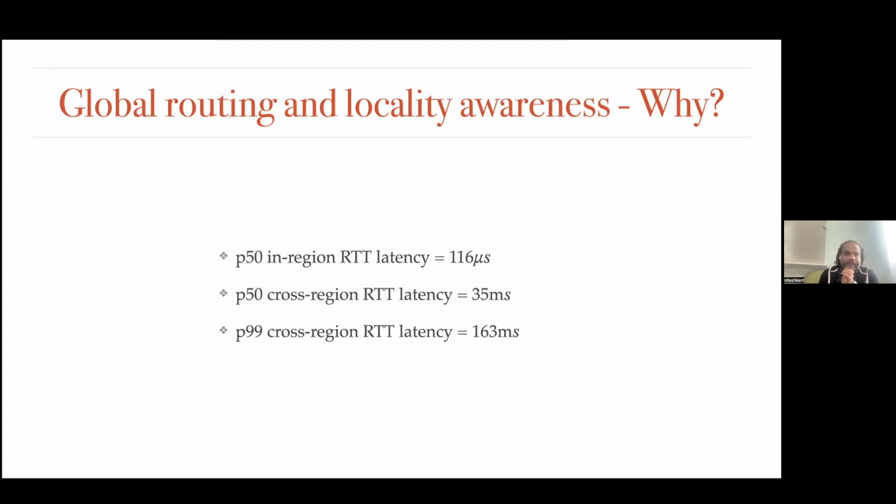The other thing that I'll cover here is global routing. It should come as no surprise that Meta has data centers globally, and many services are deployed in that format. But even though the capacity is global, if you look at this data in our data center environments, the RTT latency for in-region traffic is 116 microseconds, whereas the P50 of cross-region is around 35 milliseconds. So the fact that capacity is available globally doesn't mean we can route everything there. Locality awareness is super important for us, so that's what we have built in.